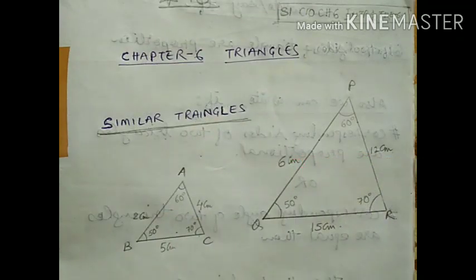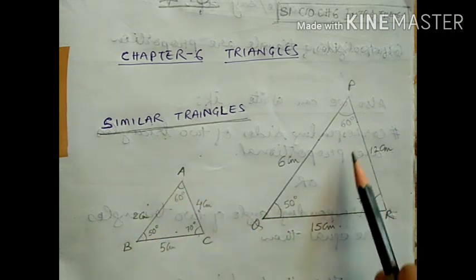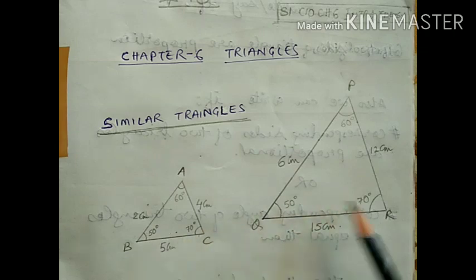Like that, here also you can see two triangles. One triangle is ABC, another triangle is PQR. Both the triangles are not of the same size. One triangle is smaller, one triangle is bigger, but they are similar to one another.